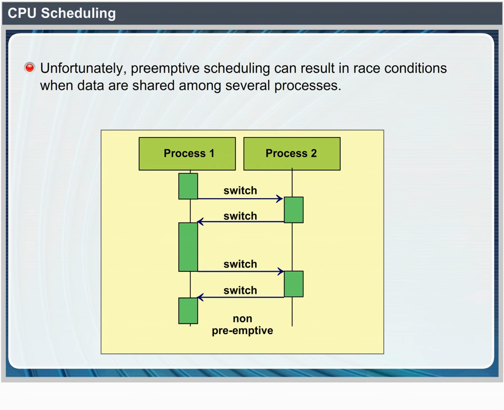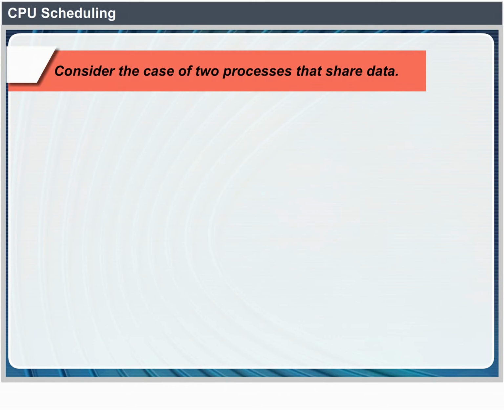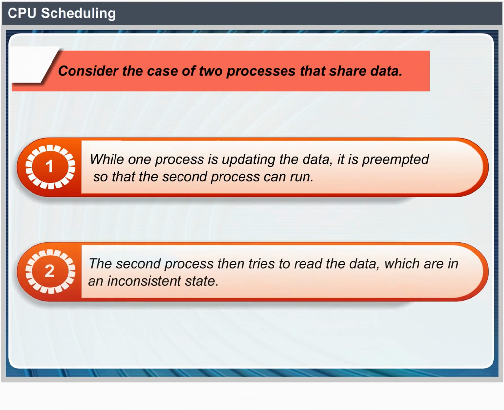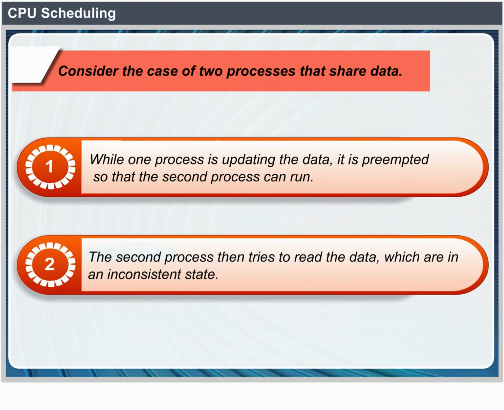Unfortunately, preemptive scheduling can result in race conditions when data are shared among several processes. Consider the case of 2 processes that share data. While one process is updating the data, it is preempted so that the second process can run. The second process then tries to read the data, which are in an inconsistent state.